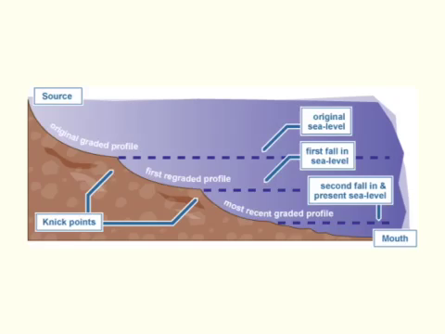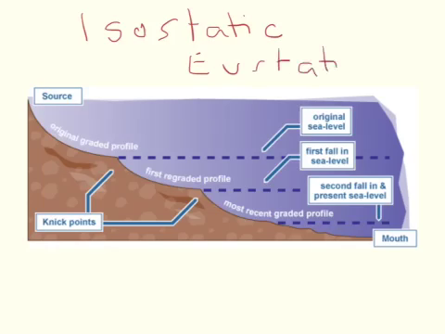The next way that waterfalls are formed are due to isostatic and eustatic changes. Isostatic changes are changes in the land, and eustatic are changes in the water level. A river is always striving to reach its base level.